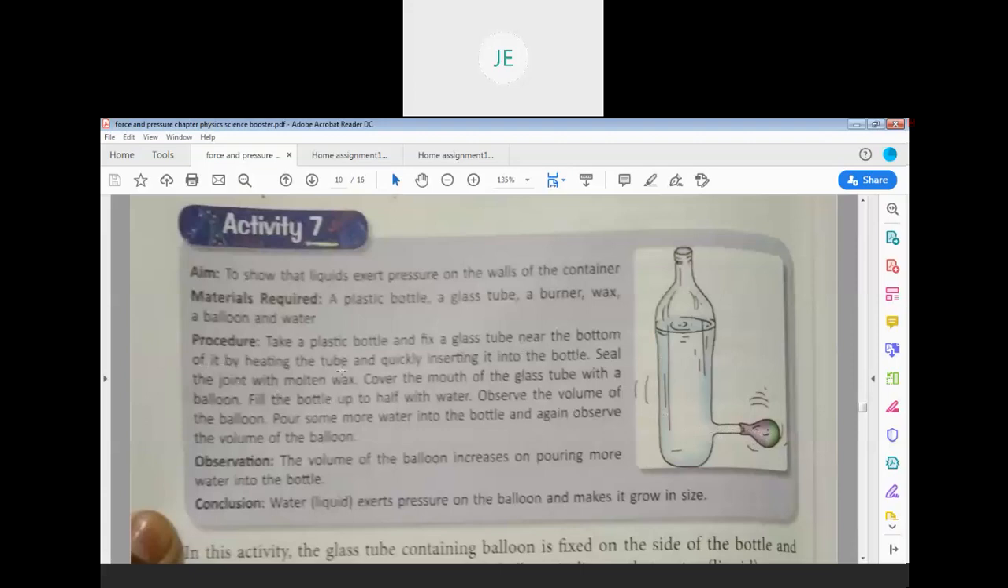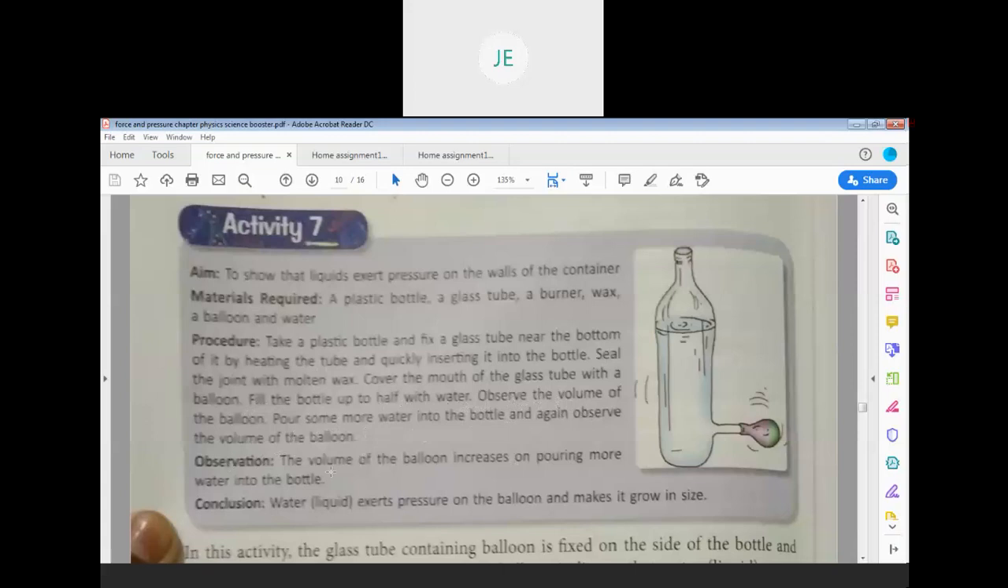Fix the glass tube near the bottom by heating the tube and quickly inserting it into the bottle. Seal the joint with molten wax. Cover the mouth of the glass tube with a balloon. Then fill the water up to half, then observe the volume of the balloon.